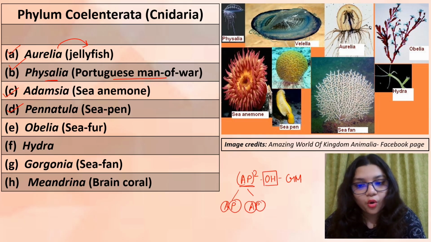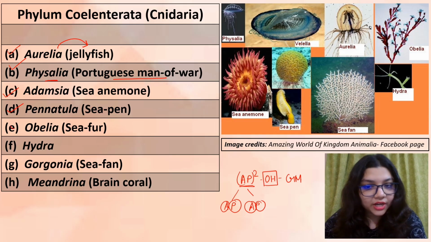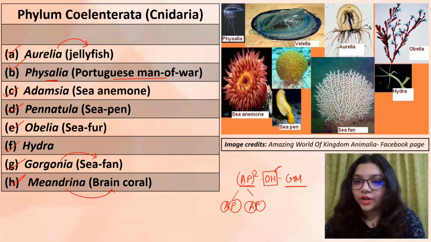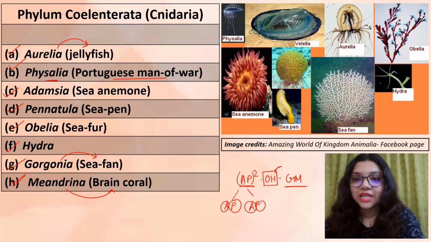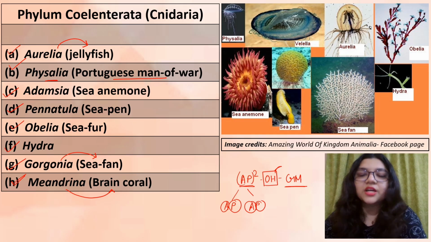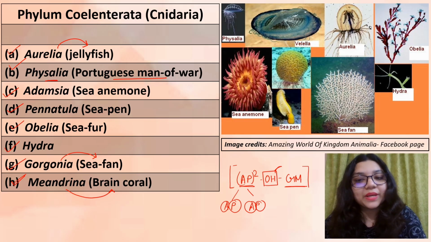Then O is Obelia, which is sea fur, and next H is Hydra. So O done. And then good morning, GM: good is Gorgonia, morning M is Meandrina. Gorgonia is sea fan, Meandrina is known as brain coral. On the right hand side, you have a lot of different images shown, which I have taken from a website that I've already mentioned here, right? So for phylum Coelenterata or Cnidaria, I remember the examples using this one, AP square OGM, okay?